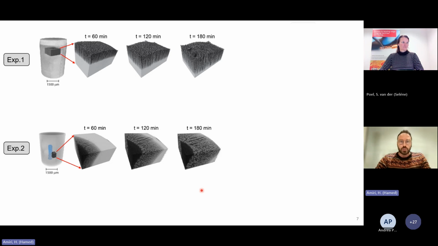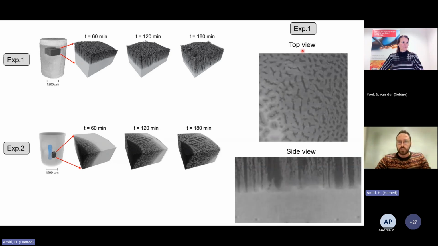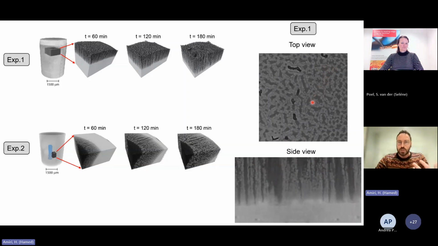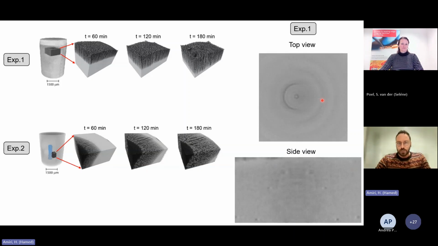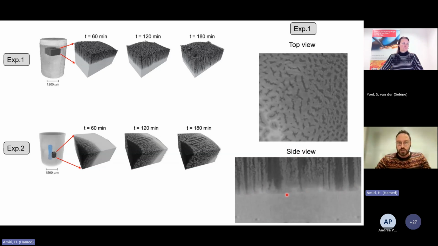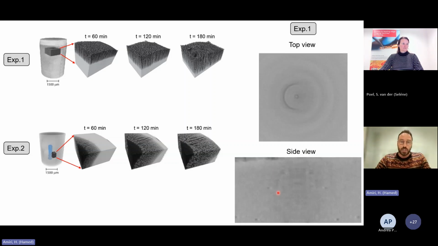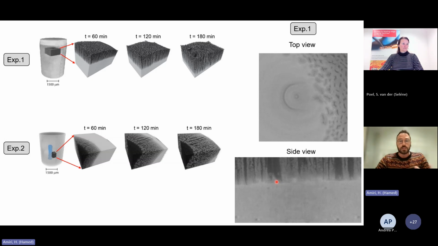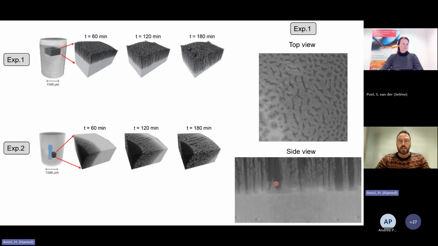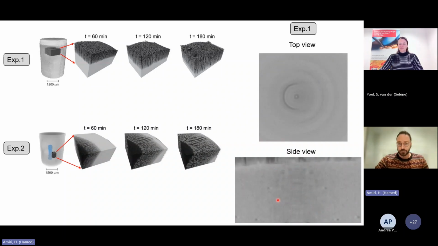I can also show you some slices. Here you can see from experiment 1 on the top view, how the pores are generated and how they connect together with time. And if you look at the side view, you can see how the reaction interface moves downward and how these pores are created in the shape of channels, which serve as an effective pathway that allows the flow to access the reaction interface so that the replacement continues.